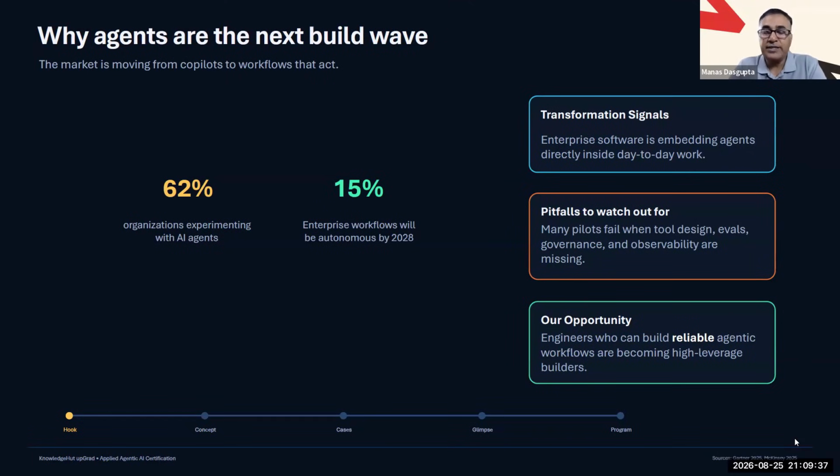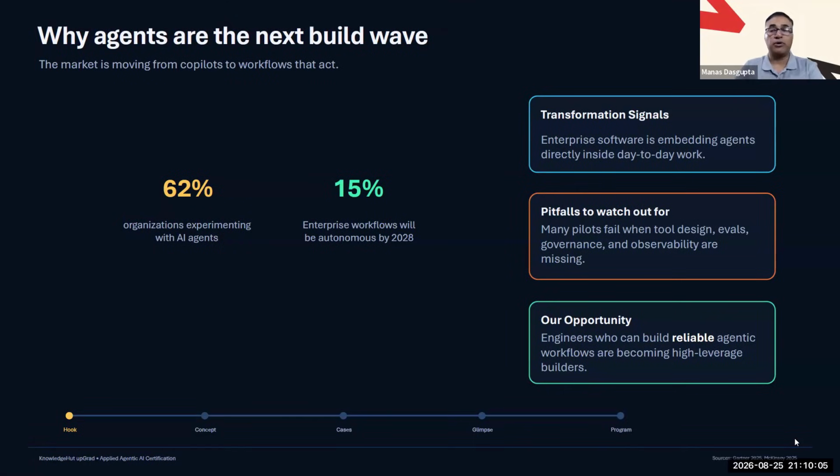So agentic AI would mean different things to different individuals based on your profession. Right now, what is the trend we are seeing around us? 62% of the organizations are experimenting with AI agents. That means a lot of companies are curious and actively delving into what can be done using AI agents.